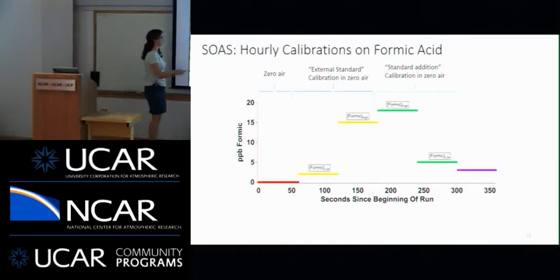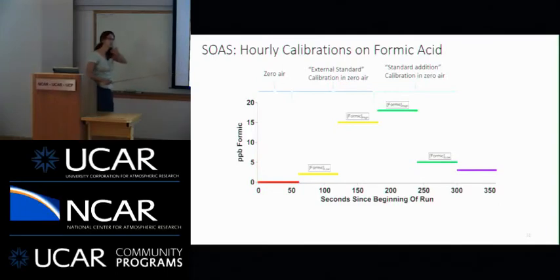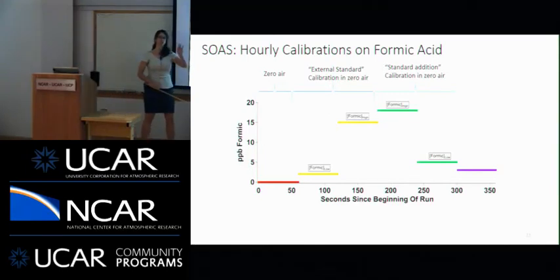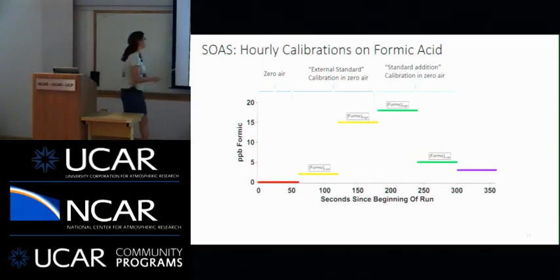We would run zero air for about a minute, so we would get a very nice stable background. We would then add an amount of formic acid in zero air. So we would effectively do an external standards calibration, for the analytical chemists in the room. So we would add formic acid in zero air, and then we would add a high amount of formic acid in zero air. We would start out with about 2 parts per billion of formic, and then add in about 15 parts per billion of formic acid.